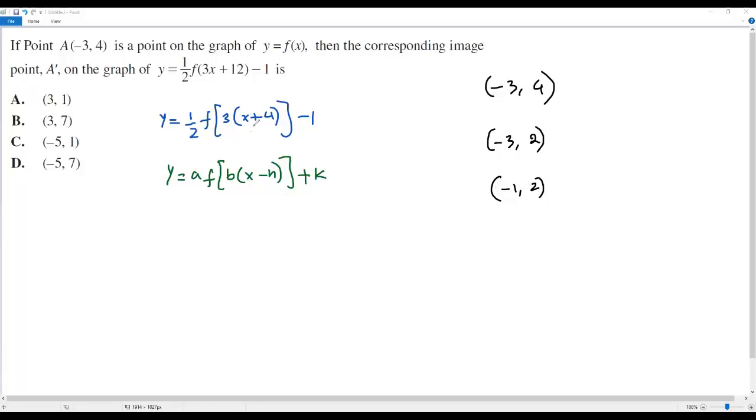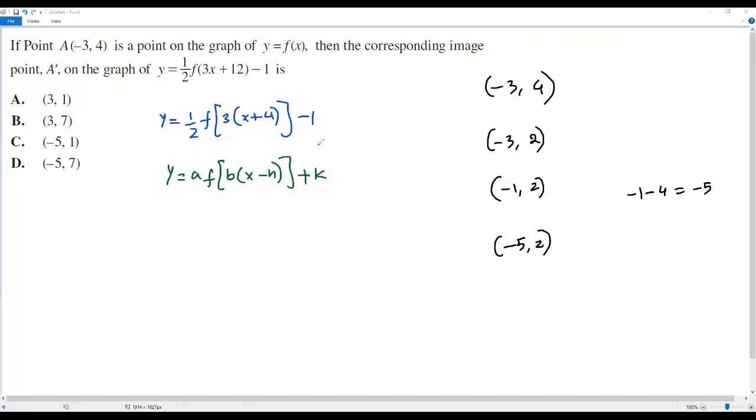So this is the point I'm getting after vertical compression by a factor of 2 and horizontal compression by a factor of 3. Now I have to apply the horizontal translation of 4 units to the left, because whenever a number is added to x over here, it represents a horizontal translation to the left. Since we have 4 over here, we have a horizontal translation of 4 units to the left. That is, the graph is shifted 4 units to the left. Since the graph is shifted 4 units to the left, I have to subtract 4 from the x coordinate. So when I subtract 4 from this x coordinate negative 1, that is negative 1 minus 4, which results in negative 5.